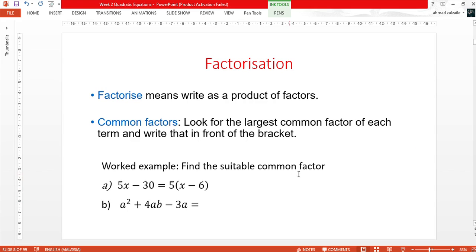And the other one, x squared plus 4ab minus 3x. You know that the common factor over here is an a, since all of the terms here consist of a. So you place the a in front of the bracket, and the remaining value inside the bracket. If you're not sure, you can try to multiply back the factor of this equation to check your answer. So the answer will be a multiplied with a plus 4b minus 3.